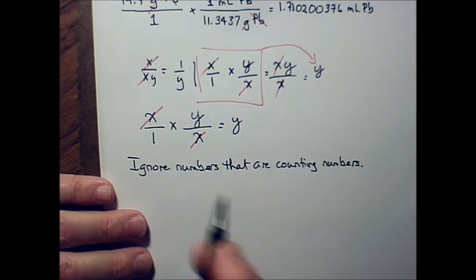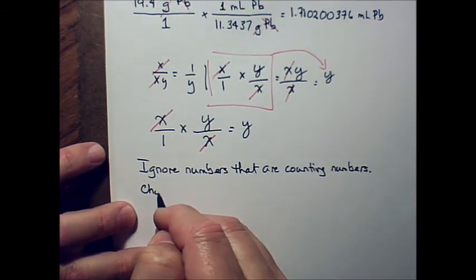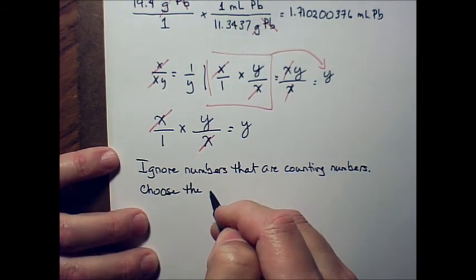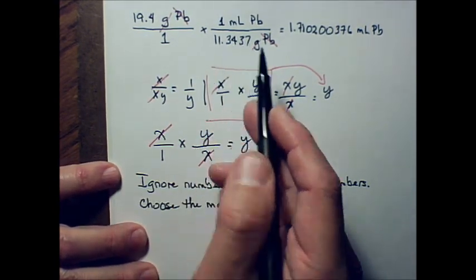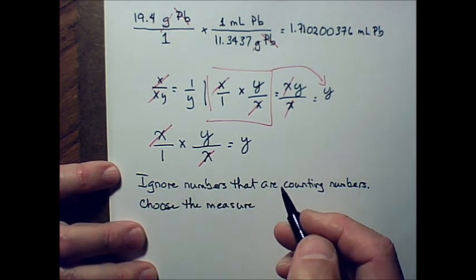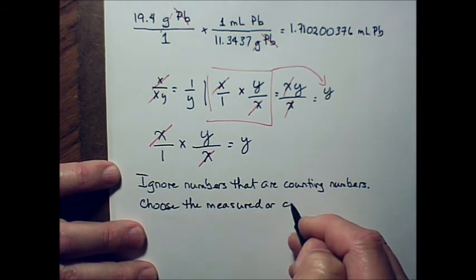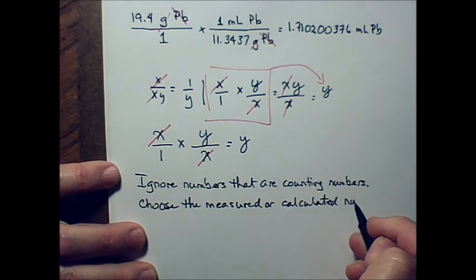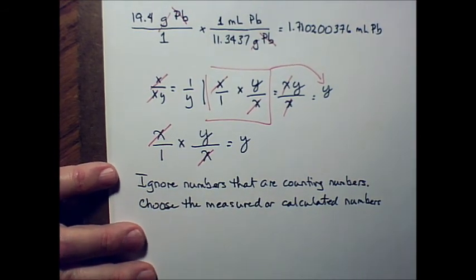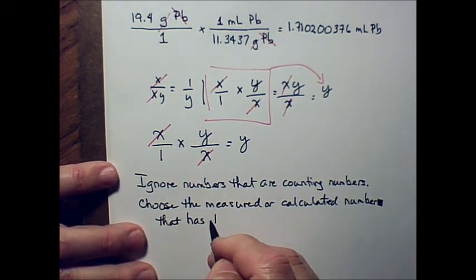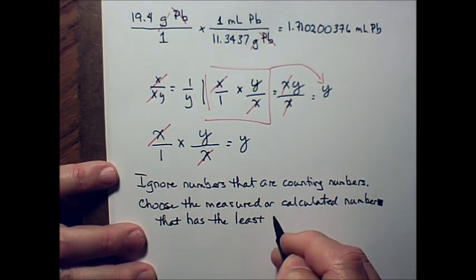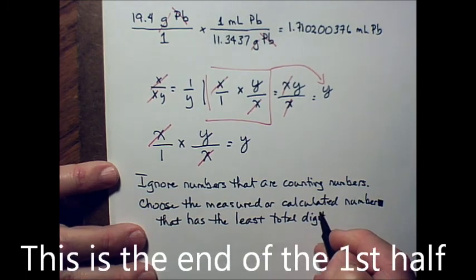Once we ignore the numbers that are counting numbers, we're going to choose the measured or calculated numbers. I think this would be measured. This is probably a calculated number, but it doesn't really matter. They've got decimal places, so they're going to be measured or calculated. Most of the time, those will have decimal places. That's a good clue that you've got a measured or calculated number. Choose the measured or calculated number, singular, that has the least total digits.